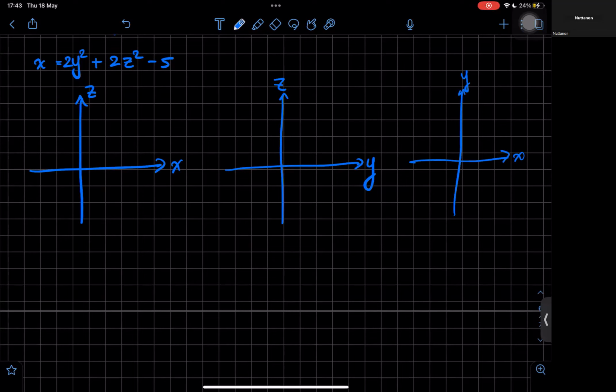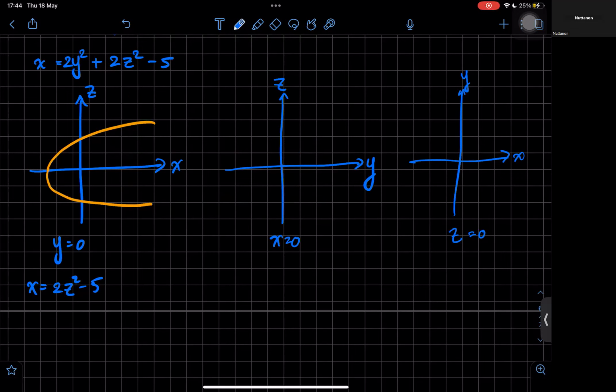When it's x z, it means y equal to 0; y z means x equal to 0; and x y means z equal to 0. If I let z equal to 0, the equation I get will be x equal to 2y squared minus 5, and this is a parabola. It's going to be in the x direction, like this, because y equal to x squared wraps around the y axis, so this x equal to 2y squared is going to wrap around the x axis.